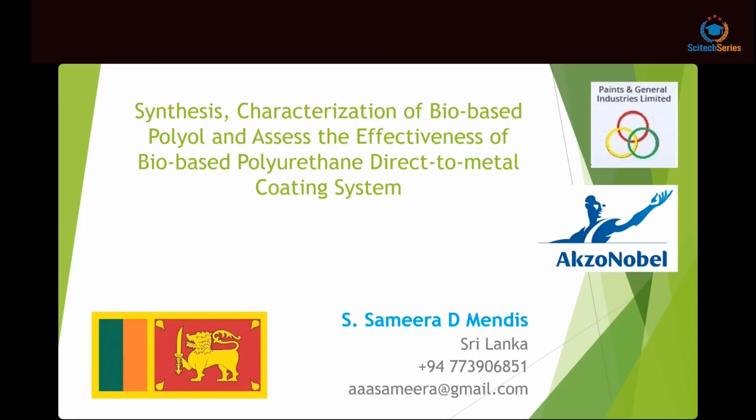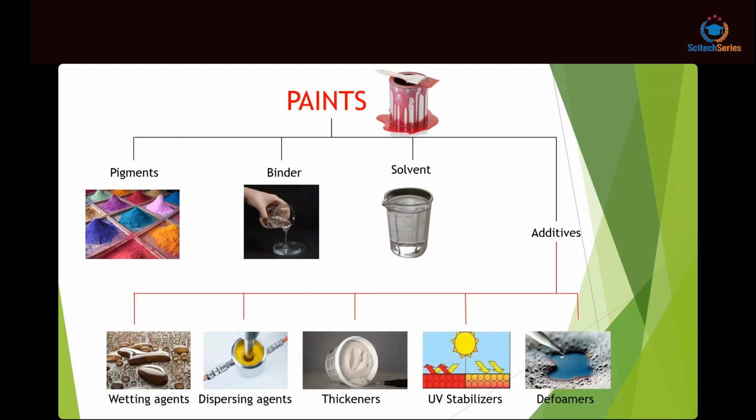My work is synthesis and characterization of bio-based polyols and assessing the effectiveness of a bio-based polyurethane direct-to-metal coating system. Right now, I'm going to give a little description about paint. Paint is a mixture of chemicals. These are the main components found in a paint mixture.